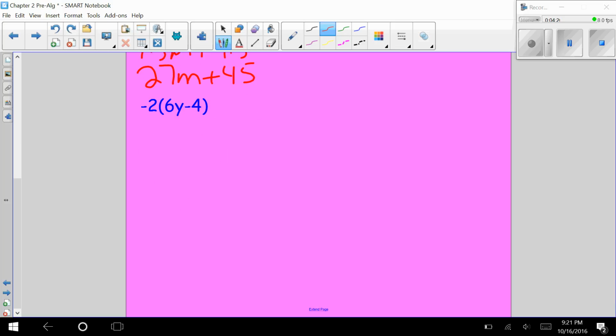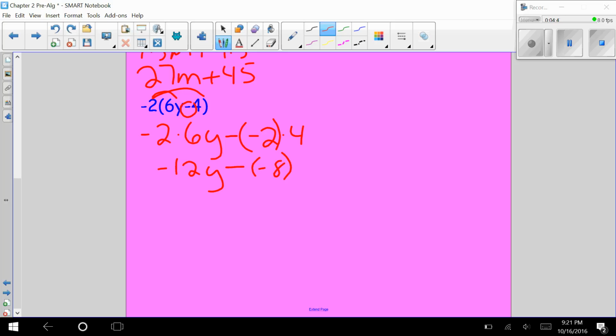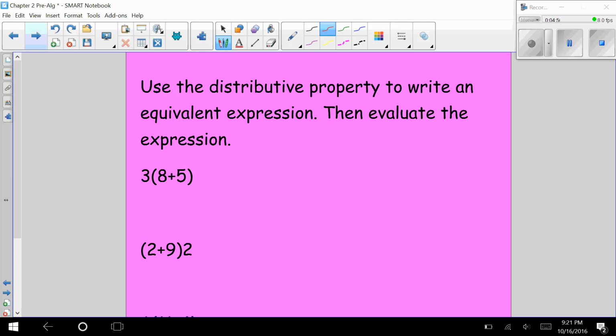All right, and our last one, we take the negative 2 times the 6y. We take the negative 2 times the 4. Parentheses around my negative 2. There's a minus in the middle, so a minus goes in the middle. Negative 2 times 6y is negative 12y. Minus negative 2 times 4 is negative 8. Remember, minus a negative can be simplified into a plus. My final answer is negative 12y plus 8.